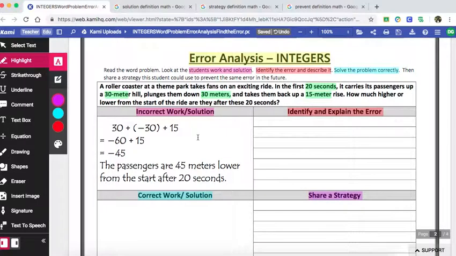In my instructions it said share a strategy this student could use to prevent the same error in the future. So I see matching words of share a strategy and share a strategy. So this would be the section where I would share the strategy that this student could use to prevent the same error in the future.